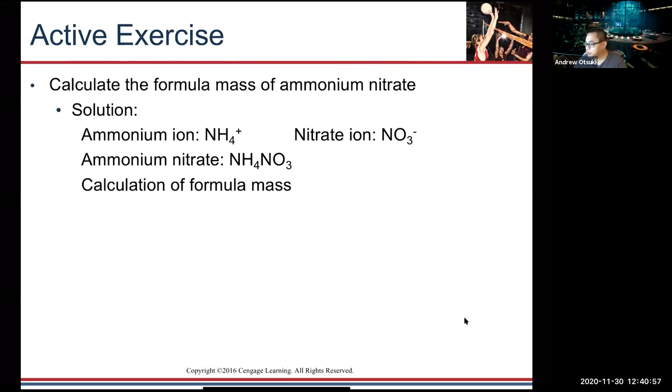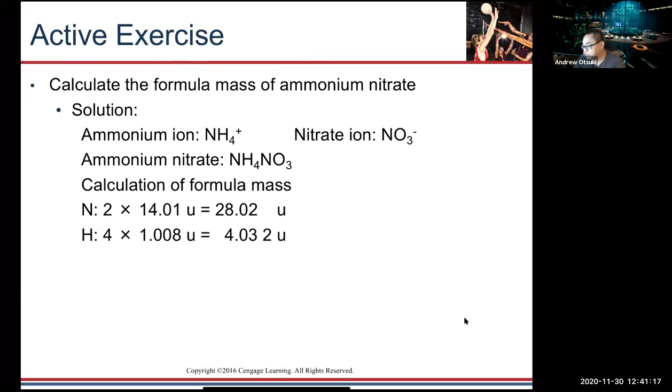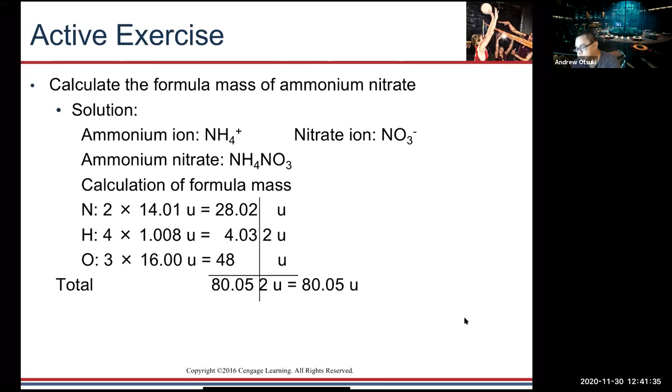So let's calculate the formula mass. We add the masses of all the atoms. If you have more than one atom of an element, you must multiply by how many there are. So here, nitrogen, we take 2 times 14, get 28 atomic mass units. 4 hydrogens, so we multiply the mass of hydrogen by 4. Then we have 3 oxygens, and we multiply that by 3. Okay, so remember sig figs. Sorry, that should be 48.00. Sorry about that.